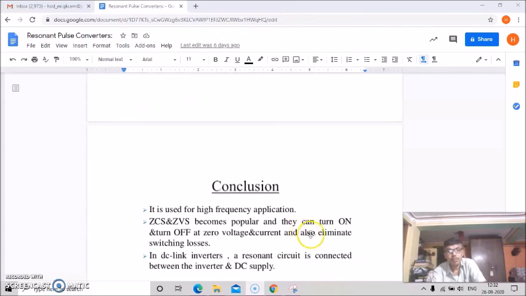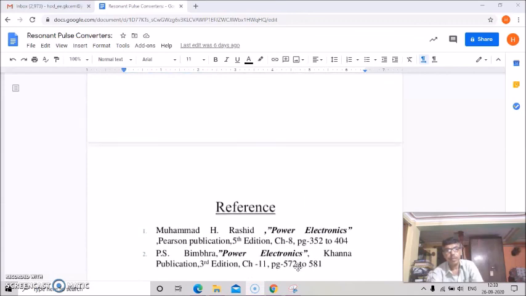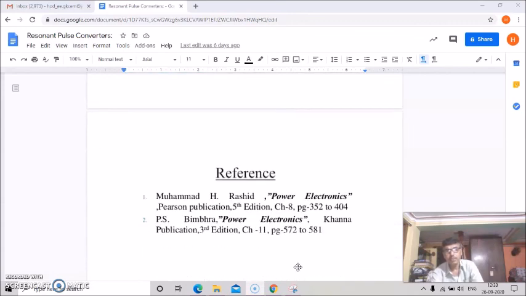What we can conclude is that these are used for high frequency applications, and ZCS and ZVS have become popular. They can turn on and turn off at zero voltage and current, and also eliminate switching losses. And in DC link inverters, the resonant circuit is connected between the inverter and the DC supply. We have taken help from the Power Electronics book by Rashid, and by Bimbhra.